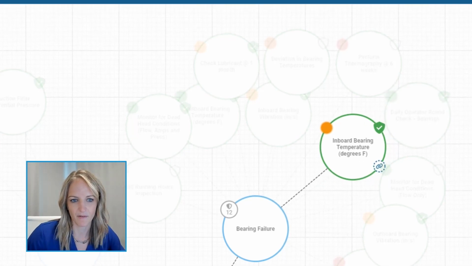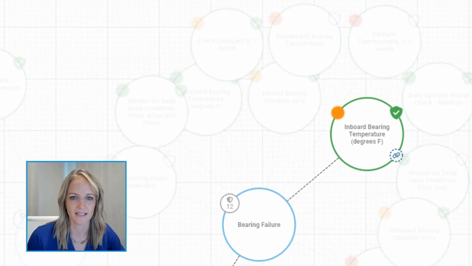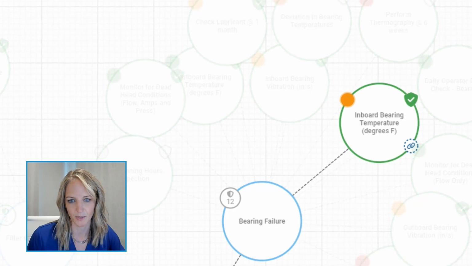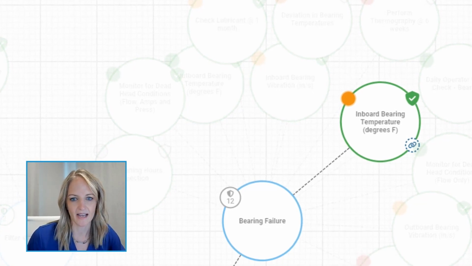The second type of protection we find in an asset strategy is a condition-based protection, such as looking at an inboard bearing temperature and then evaluating that temperature data against different thresholds that are set. Usually this data is continuous and it comes from a historian or a SCADA system at the plant.